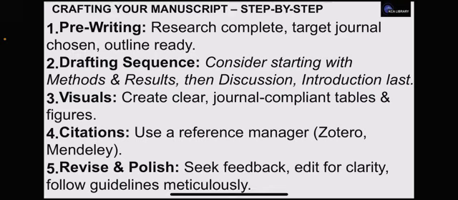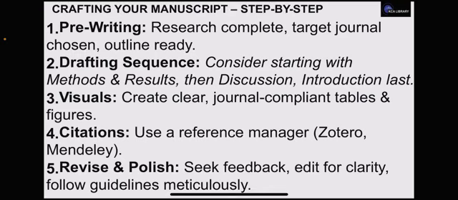Now let's move on to crafting your manuscript, a step-by-step guide. Step one is pre-writing, the second is the drafting sequence, the third is visuals, the fourth is citations, and the fifth is revise and polish. The pre-writing is just as the name implies. It has to do with completing research, choosing the target journal, and getting the outline ready. These are the things you need to do.